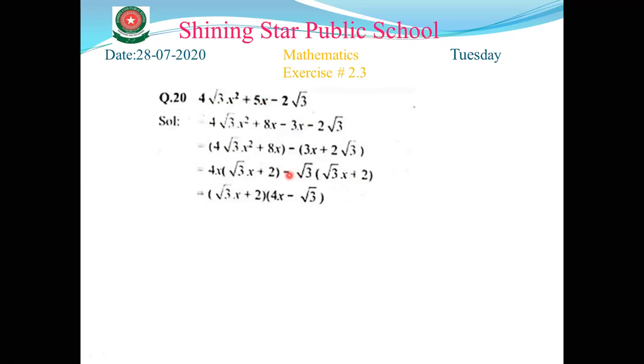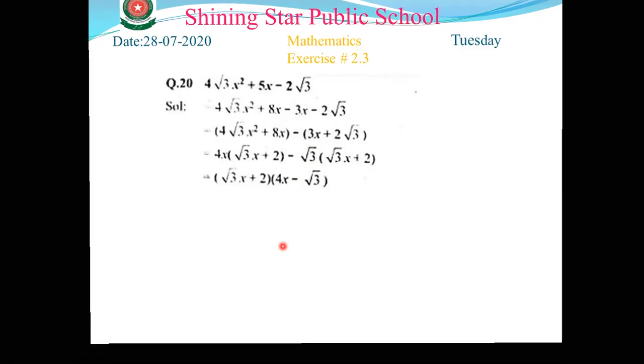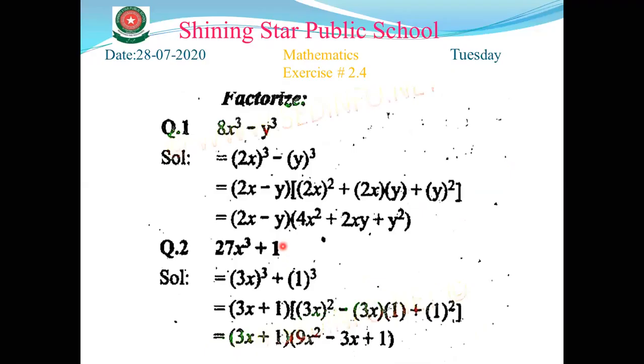Now, square root 3x plus 2, take the common from these two terms. From the first term we get 4x. From the second term we take the minus square root 3, which is the required answer of the question number 20.